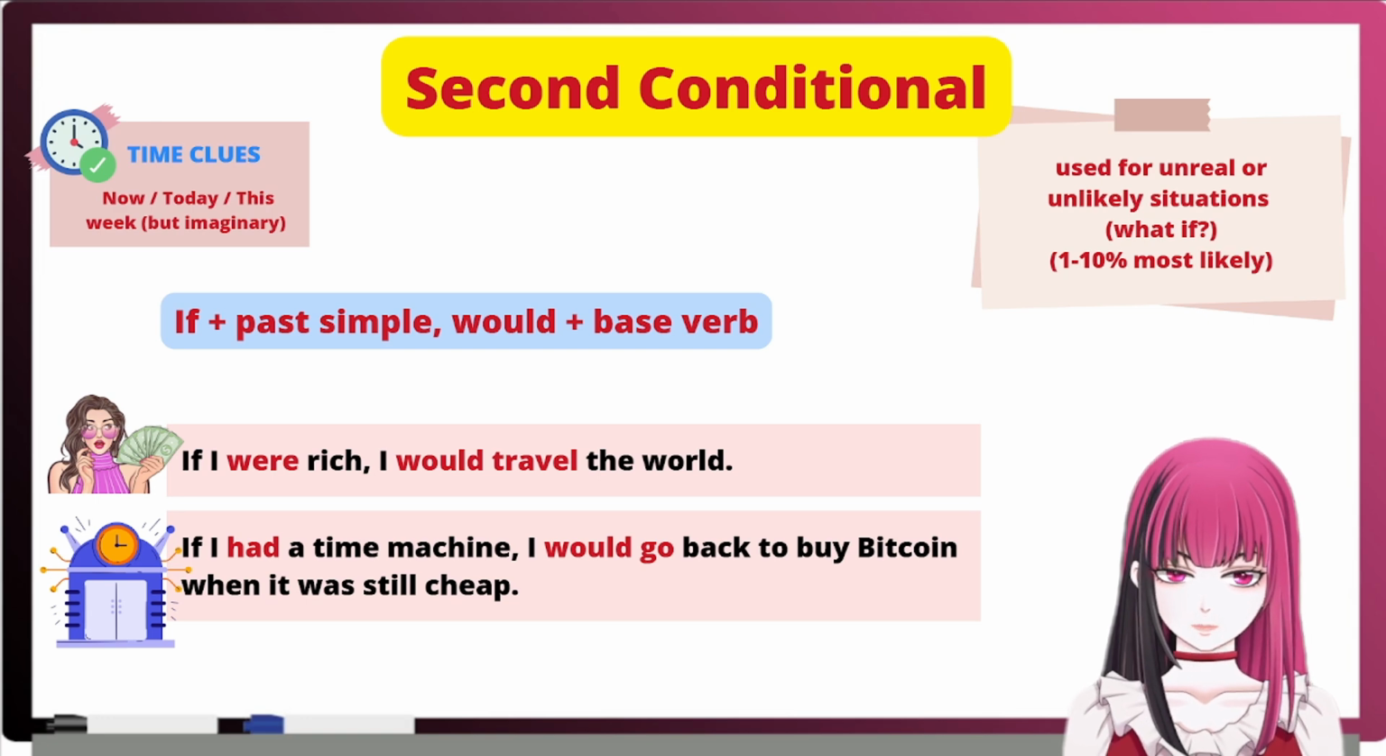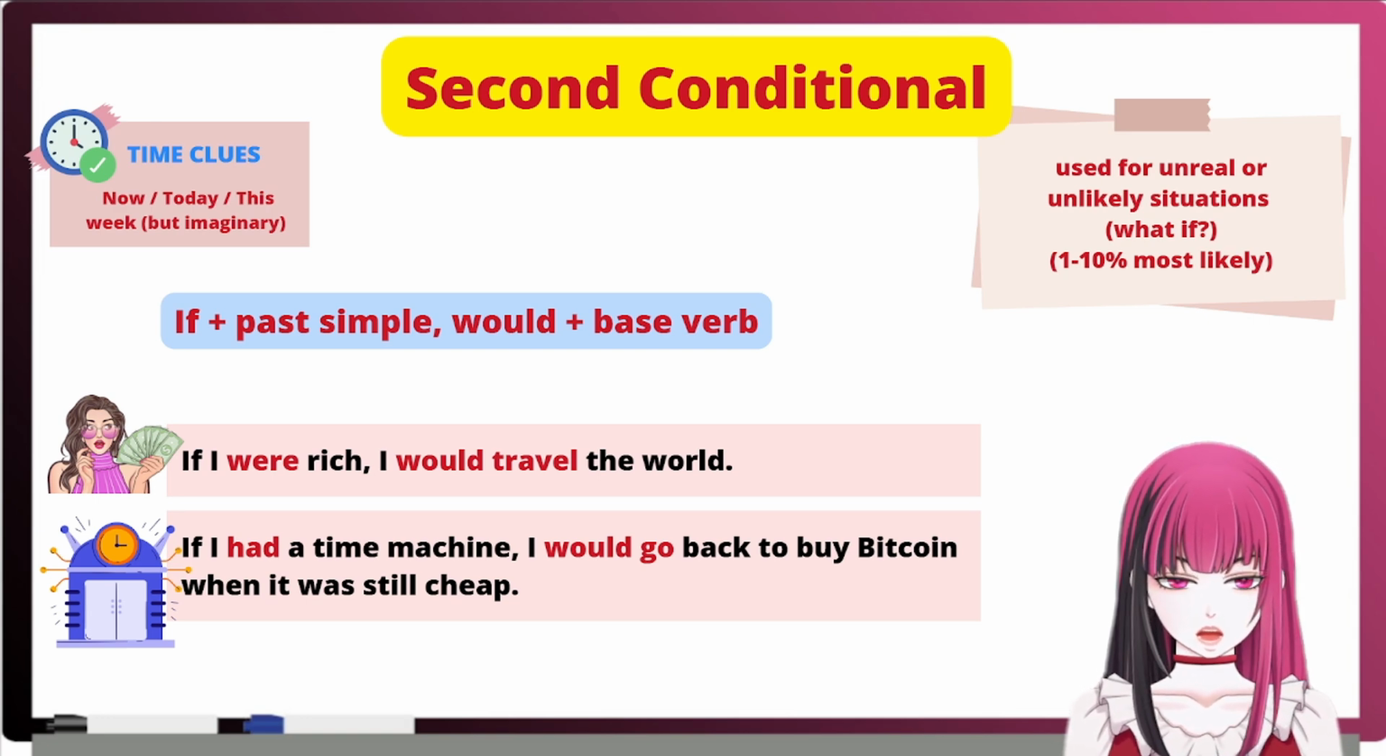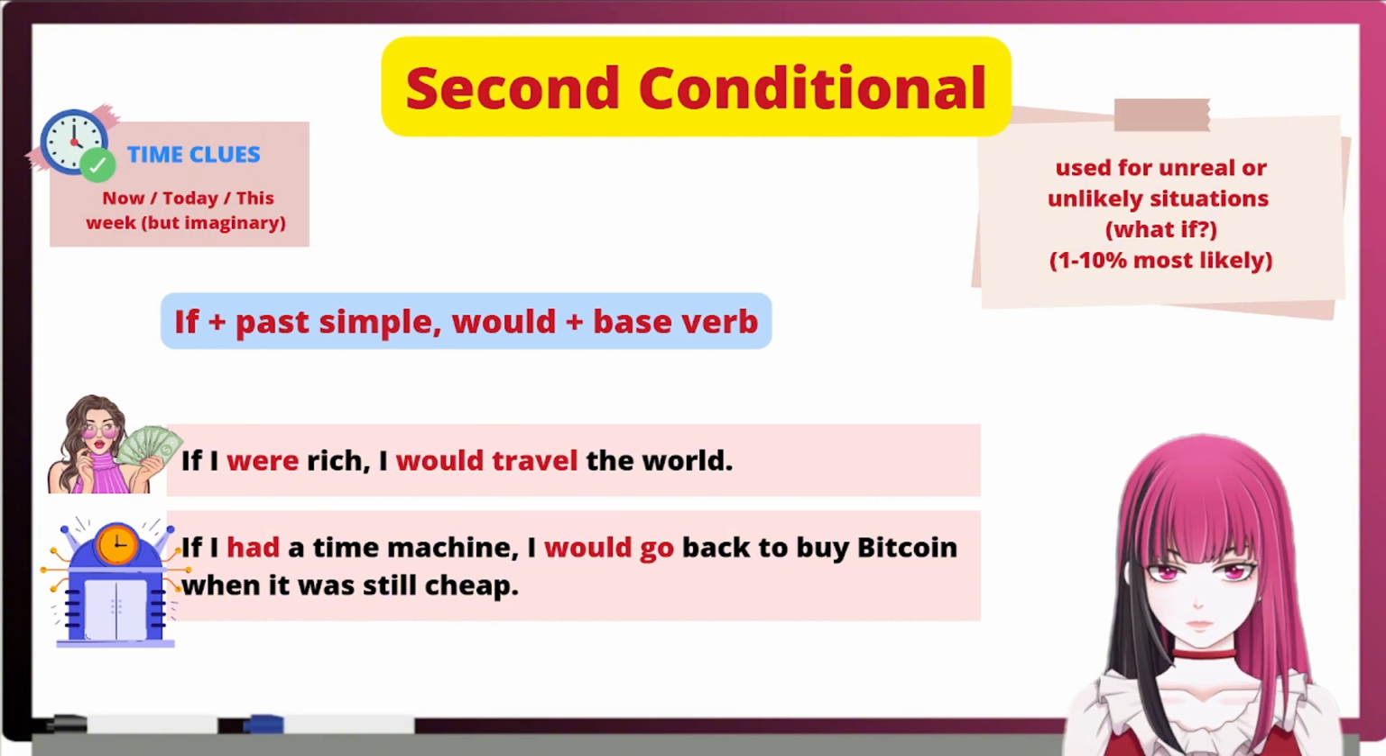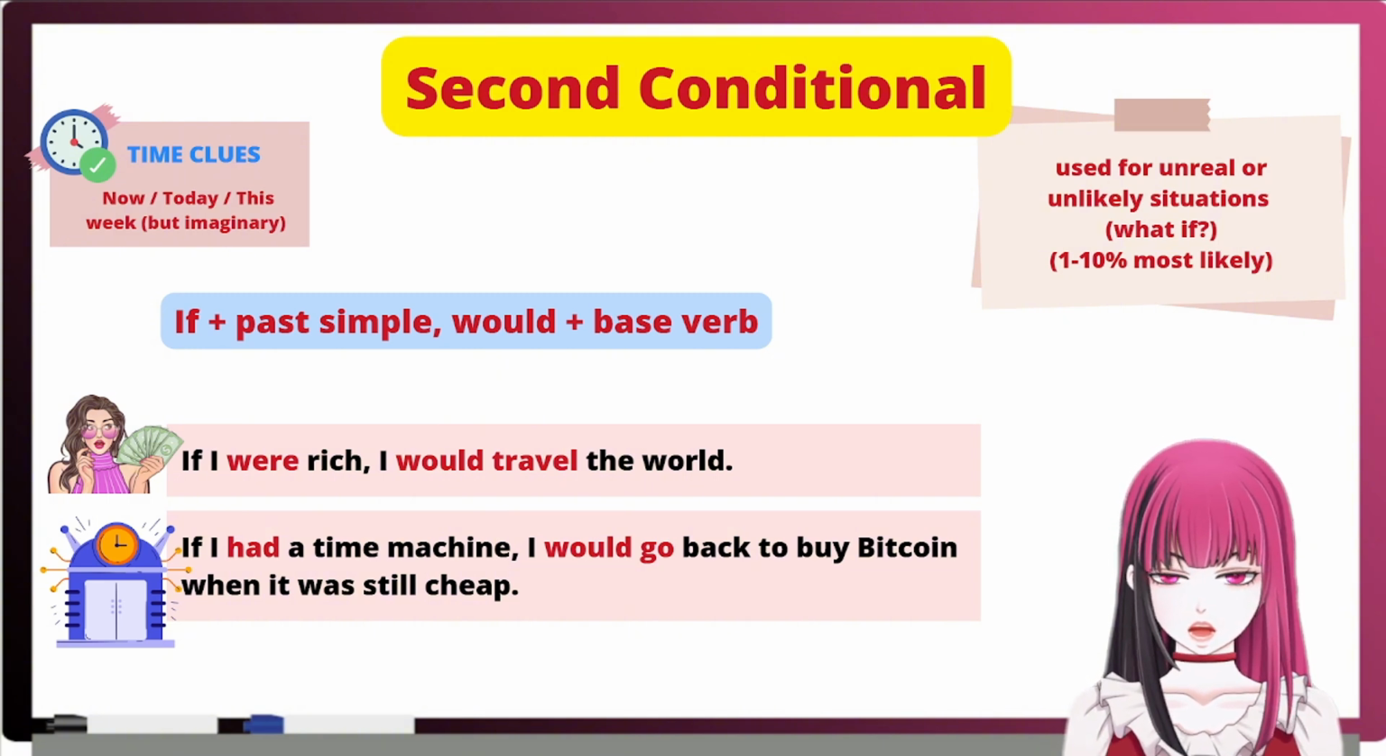For example, if I were rich, I would travel the world. The reality is I'm not rich. That's why I'm not traveling the world yet.